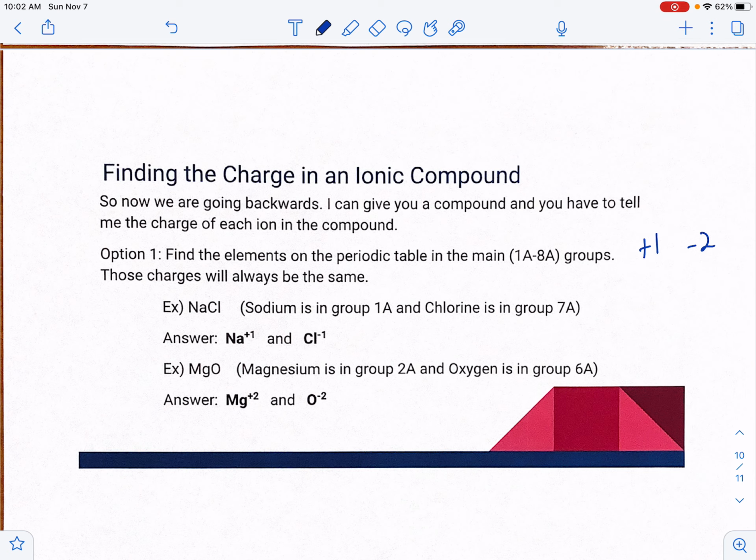Okay, so NaCl is my first example, so I would find that sodium's in group 1A and then chlorine's in group 7A. So that means sodium has a charge of +1, so there's my first answer, and chlorine has a charge of -1. That is my next answer. Okay, then you have something like magnesium and oxygen. I'd find that magnesium's in group 2A, which is a +2 charge, and then oxygen is in group 6A, which has a -2 charge. Okay, so that would be your answer: Mg +2 and oxygen with a -2.